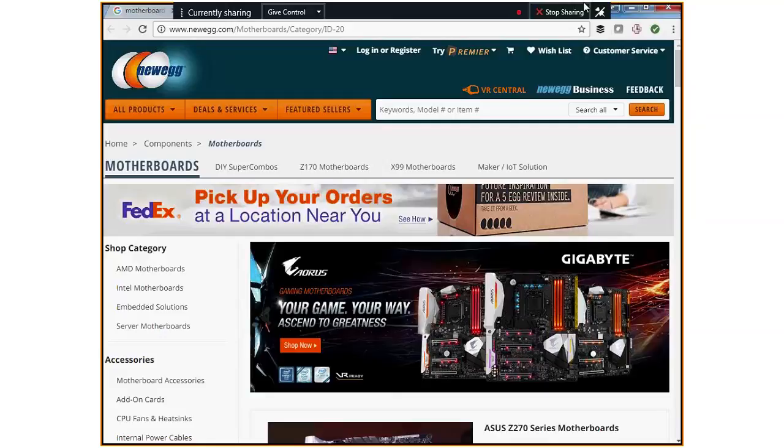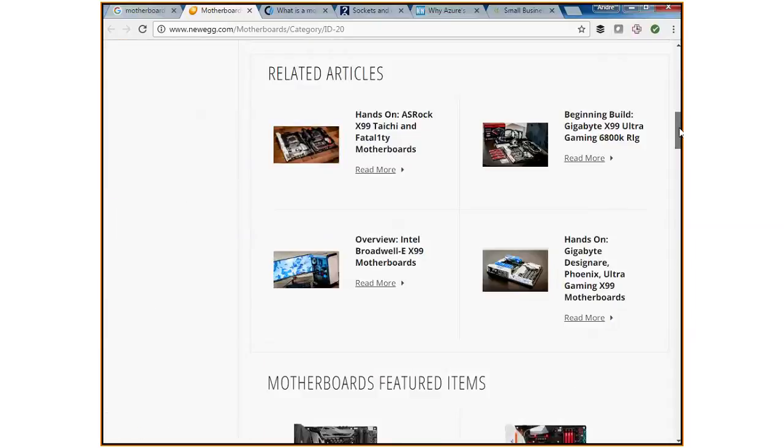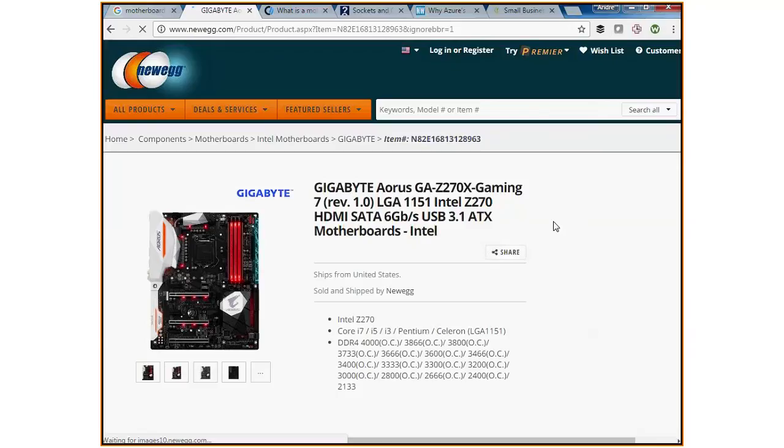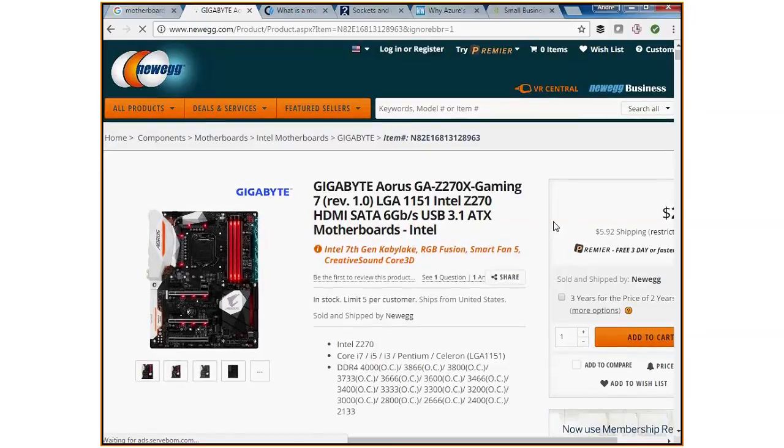So that's why, when you get a chance, I'm just going to show, I got Newegg up here. You can go and see on Newegg, you can price out and look at the latest motherboards. And so I got one up here right now. This is a Gigabyte. This is for a gaming computer. This has an LGA 1151.